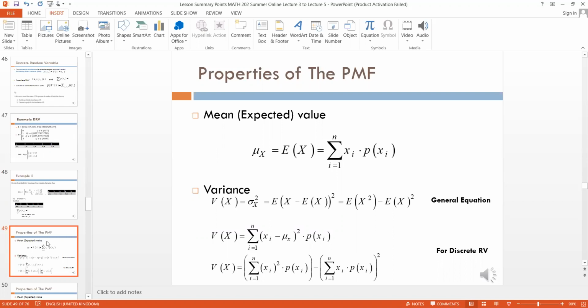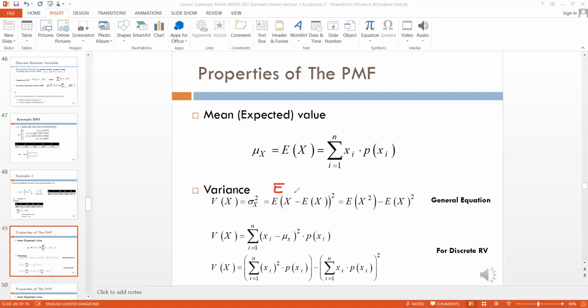And the variance is also going to be the expectation of x squared minus the expectation of X. Technically, this is just the expectation of what?